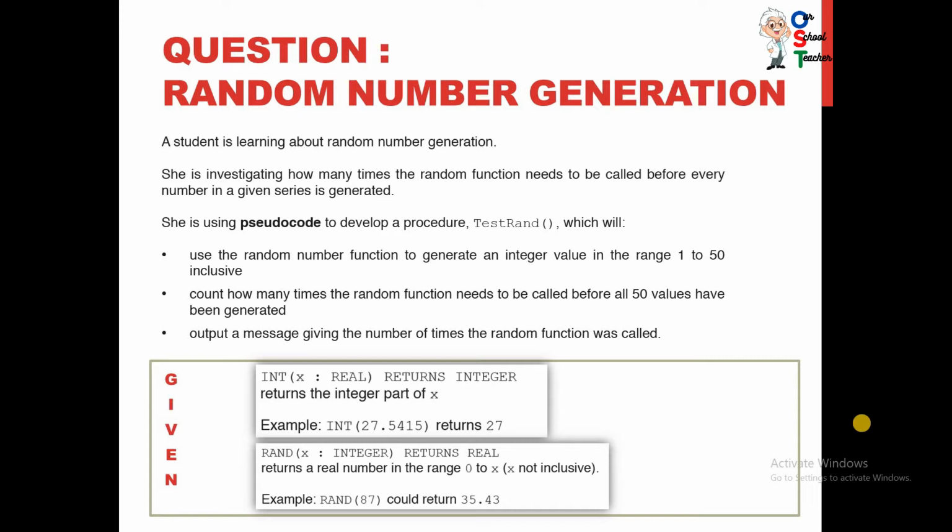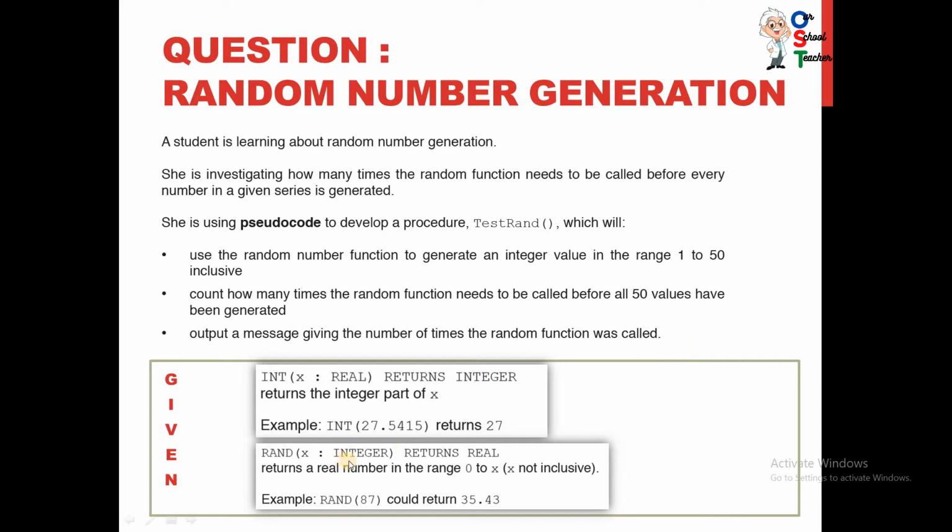Means a series has to be generated from 1 to 50 by using the random number, but if the number is generated from the range 1 to 50, only one time, that has to be counted. Count how many times the random number function needs to be called before all 50 values have been generated. Output a message giving the number of times the random function was called. So we have to use counters.